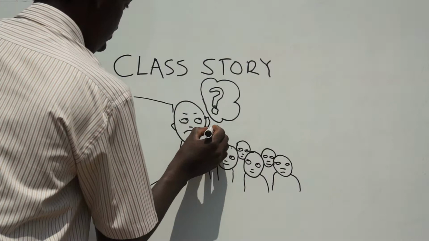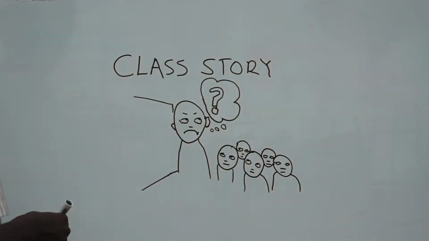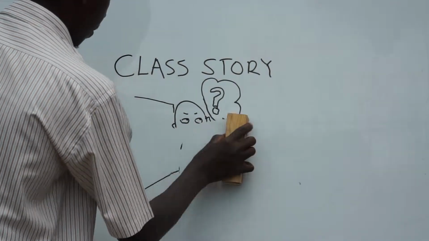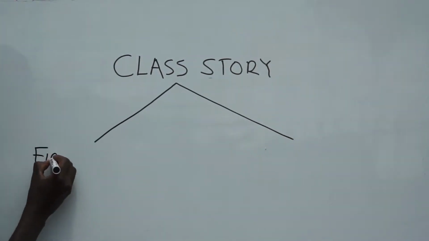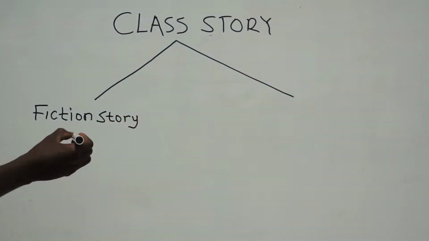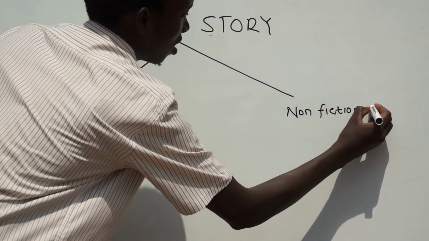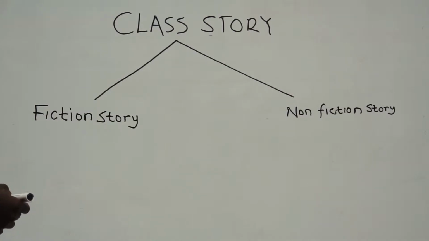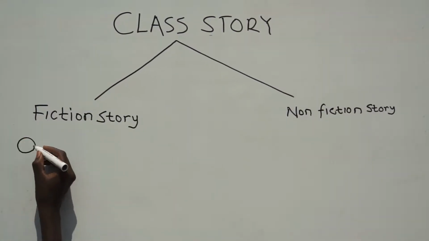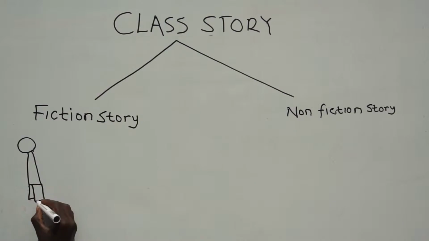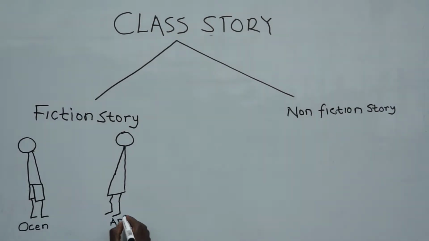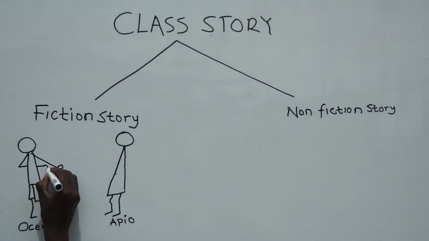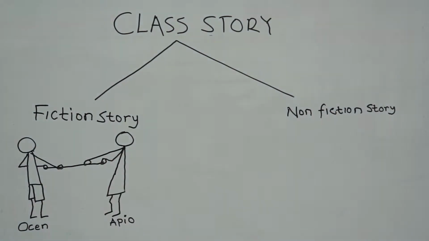This video will give you some hints on how to write a successful class story with your pupils. First, pupils need to know what kind of story they will be writing. Will it be a fiction story or a non-fiction story? A fiction story is a made-up story with made-up characters. The stories in the primer about Apio and Ochen are fiction stories because they are not real people. But we bring them to life by imagining something that happens to them.